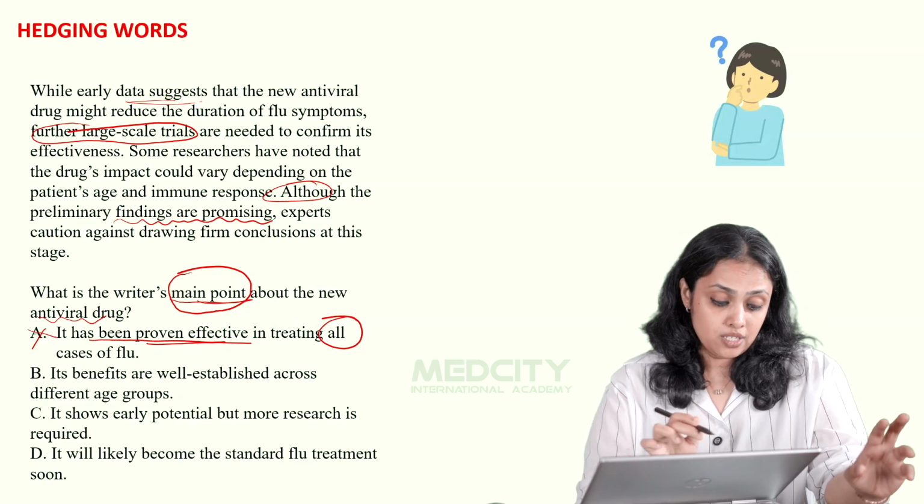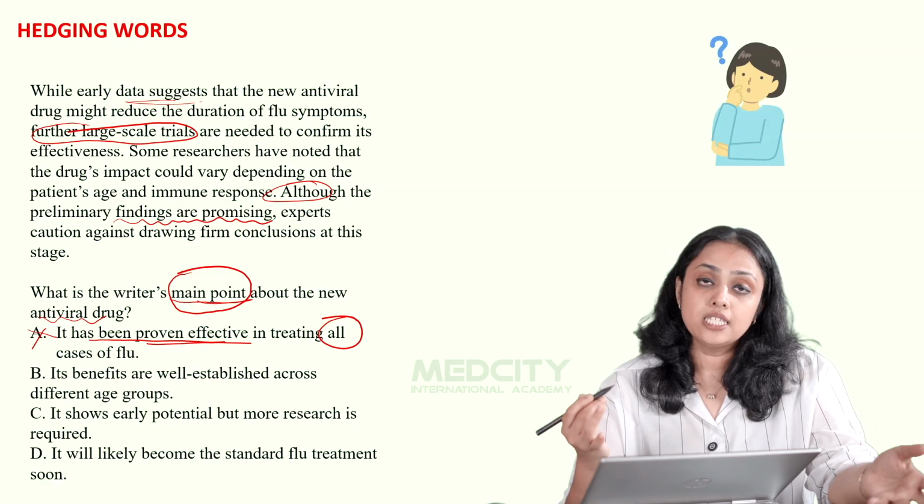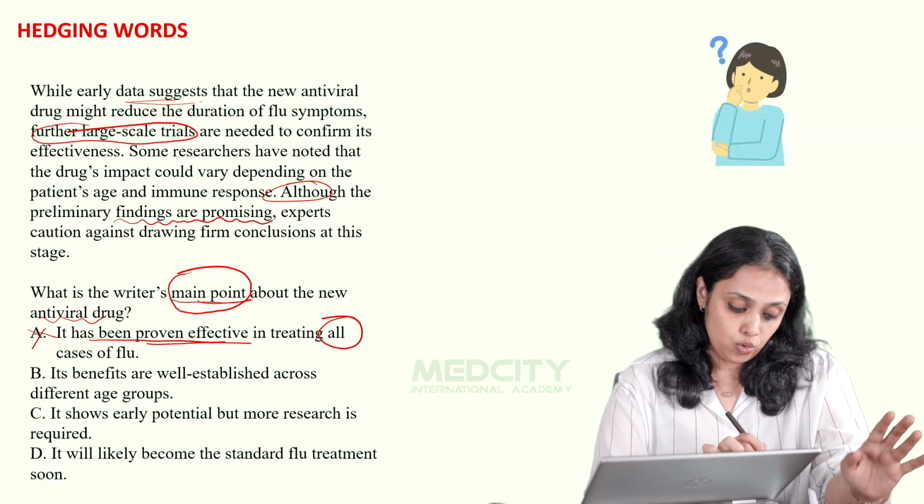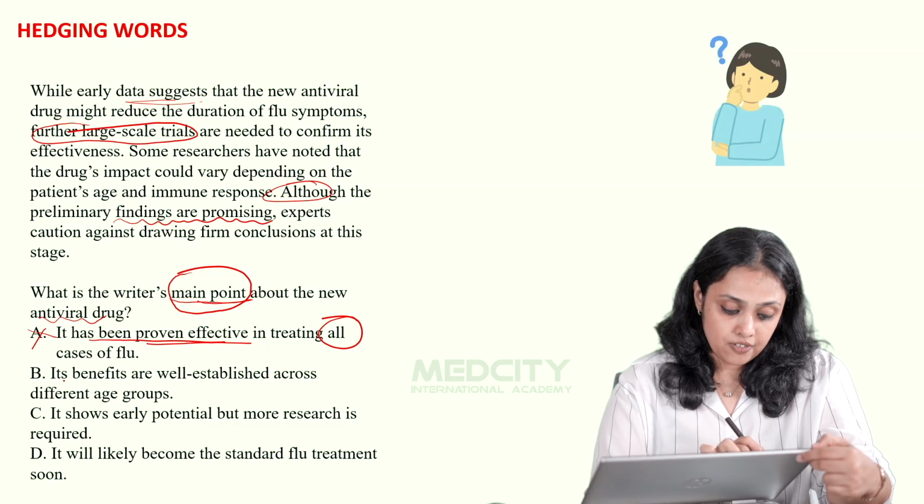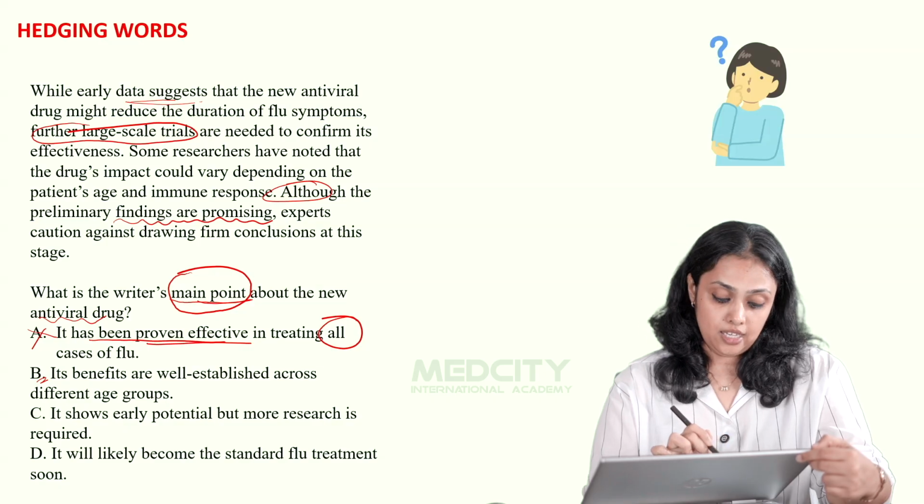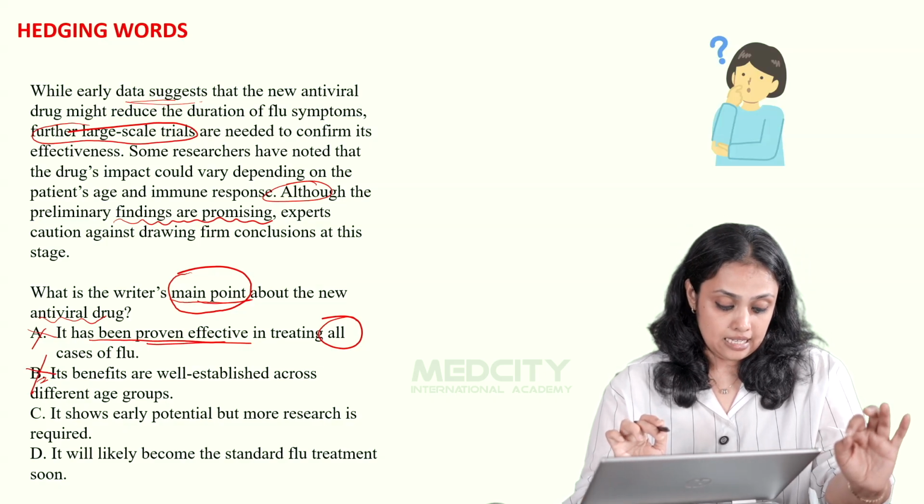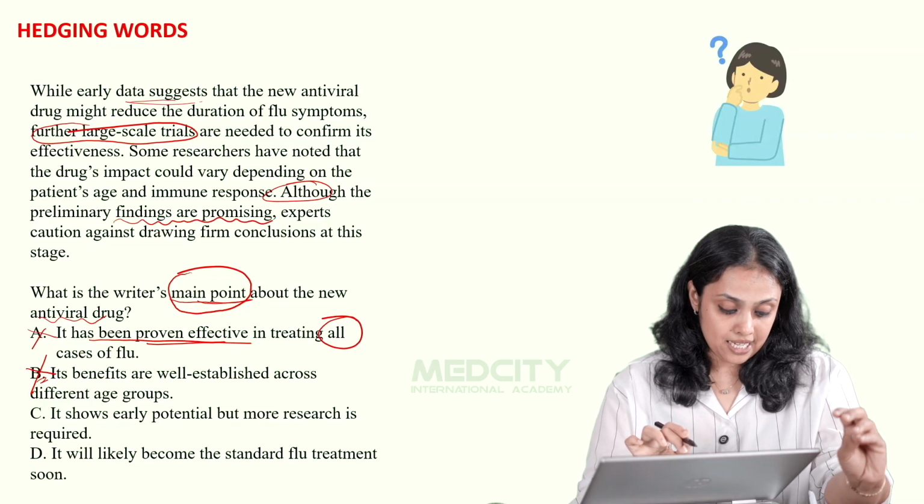Option B, its benefits are well established across different age groups. No, what is said in the extract is that its benefits vary depending on the age group. But option B says that its benefits are well established across different age groups. For that reason, it's contradicting what is being said in the extract. So we can eliminate option B as well.